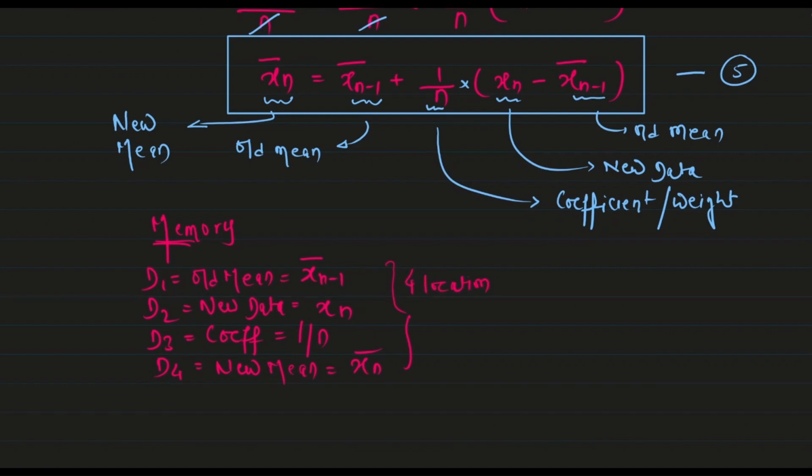Which is this. So in total, my memory requirement is just 4 locations. And this is independent of how this time series is growing. This time series might have hundreds and thousands of numbers, but in my memory, I just need to save 4 locations to process this equation. So this is a great reduction as far as memory is concerned.